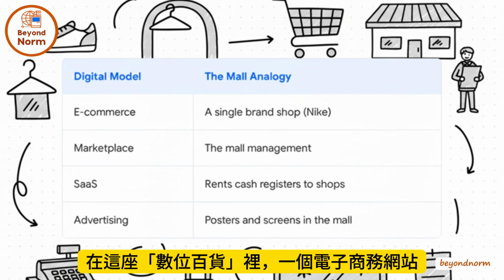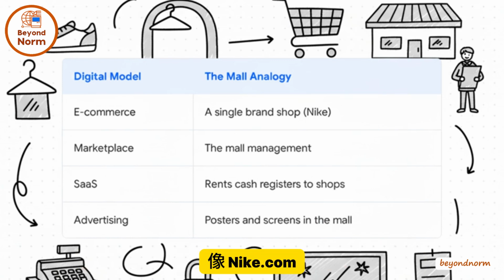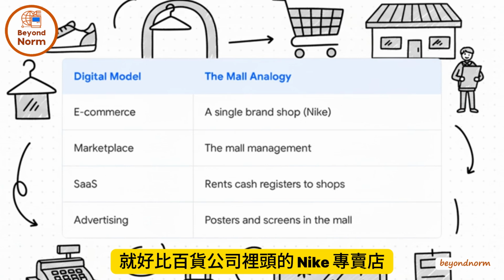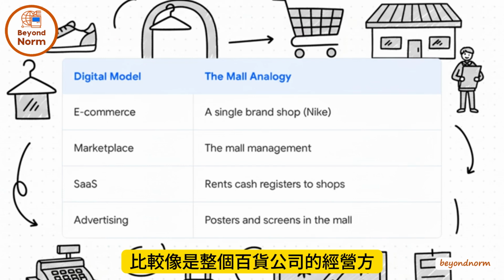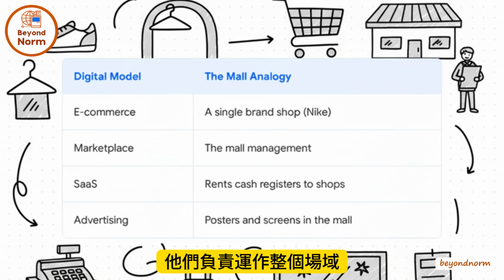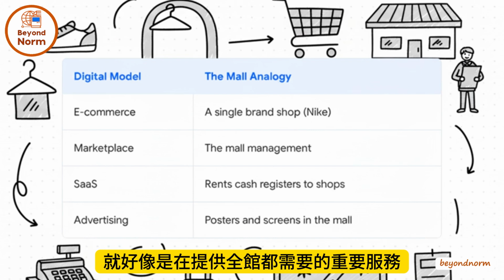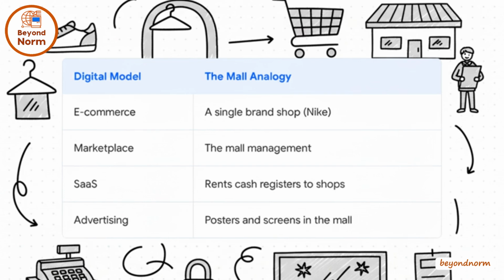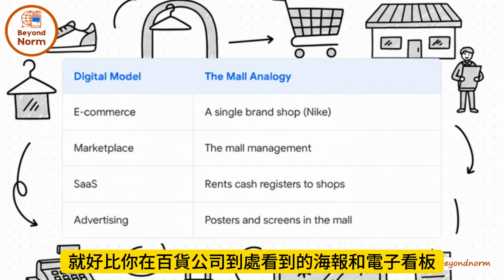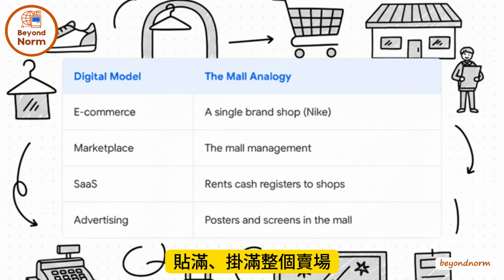So in our digital mall, an e-commerce site like Nike.com, that's just a single brand store, like the Nike store. The marketplace, say Amazon, well, they're like the mall management. They run the whole space and rent out spots to other sellers. A SaaS company, they're the ones providing essential services to all the other stores, like renting out the cash registers. And the advertising model? Well, that's just all the posters and digital screens you see plastered all over the mall.